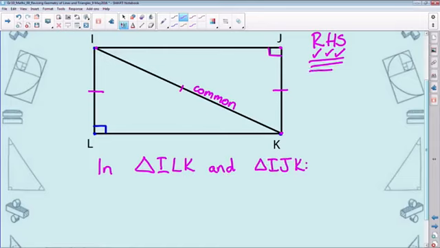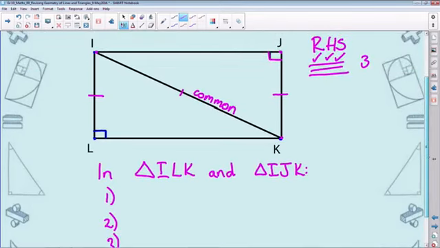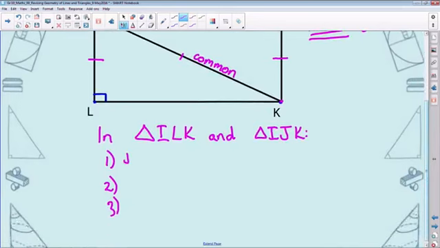How many different things do we need to prove? We need to prove three different things. So we're going to make 3 points: 1, 2, 3. Let's scroll down a little. My first point is going to be angle J is equal to angle L, which is equal to 90 degrees. And how do I know this? Because I can't just state things. I need to show that I found it somewhere. And given is the reason I give, because it was given to me.